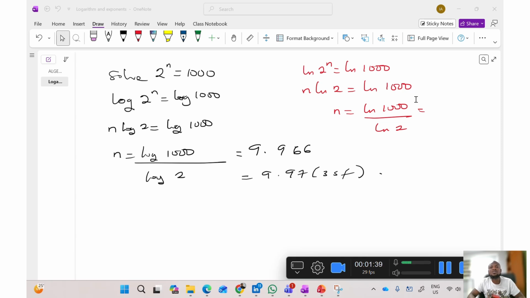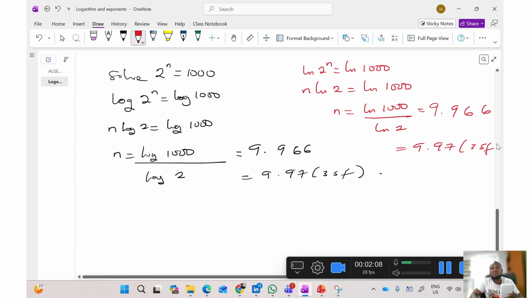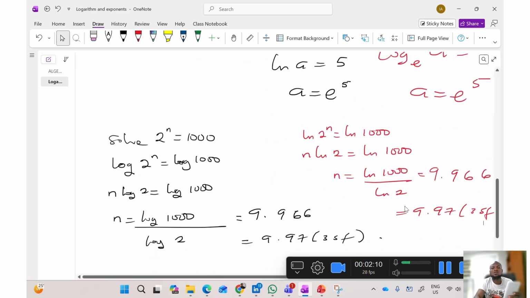So if you take a look at this, ln 2 raised to the power n equals ln 1000. So according to the rule of logarithm, n comes down because n ln 2 is equal to ln 1000. So n is equal to ln 1000 divided by ln 2. So the answer is 9.966, which is 9.97 to 3 significant figures, which is the same value.